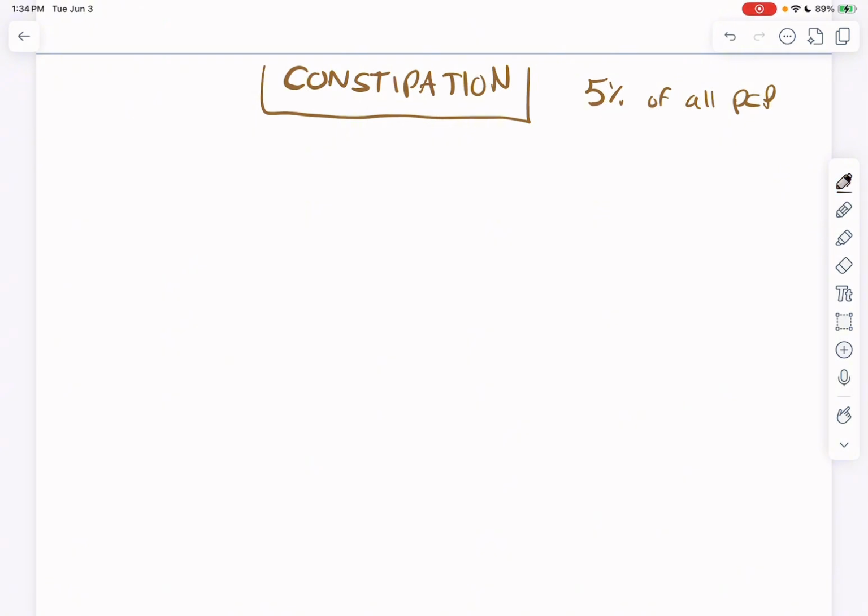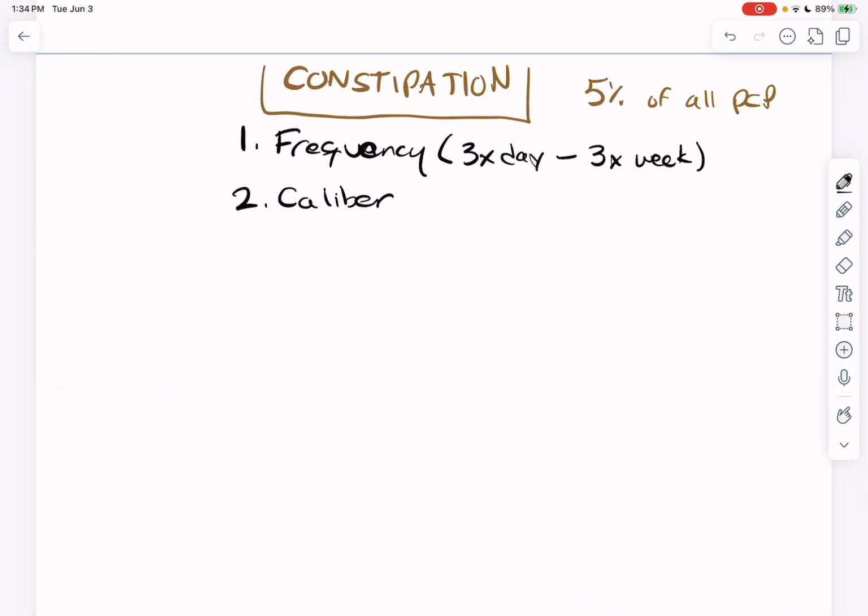So first we'll start out with some definitions of constipation, and typically these are measured with frequency of bowel movements, as well as the characteristic or caliber of the stool itself. So with kids, we like to follow the rule of threes essentially. Between 3 times a day up to 3 times a week is considered within the normal range of having X number of bowel movements essentially.